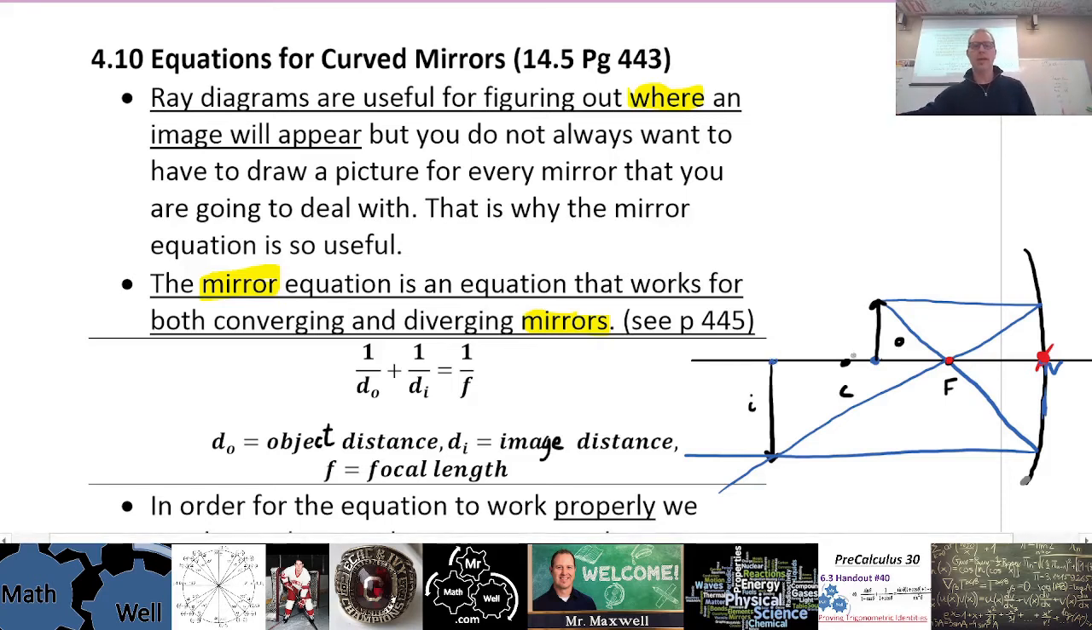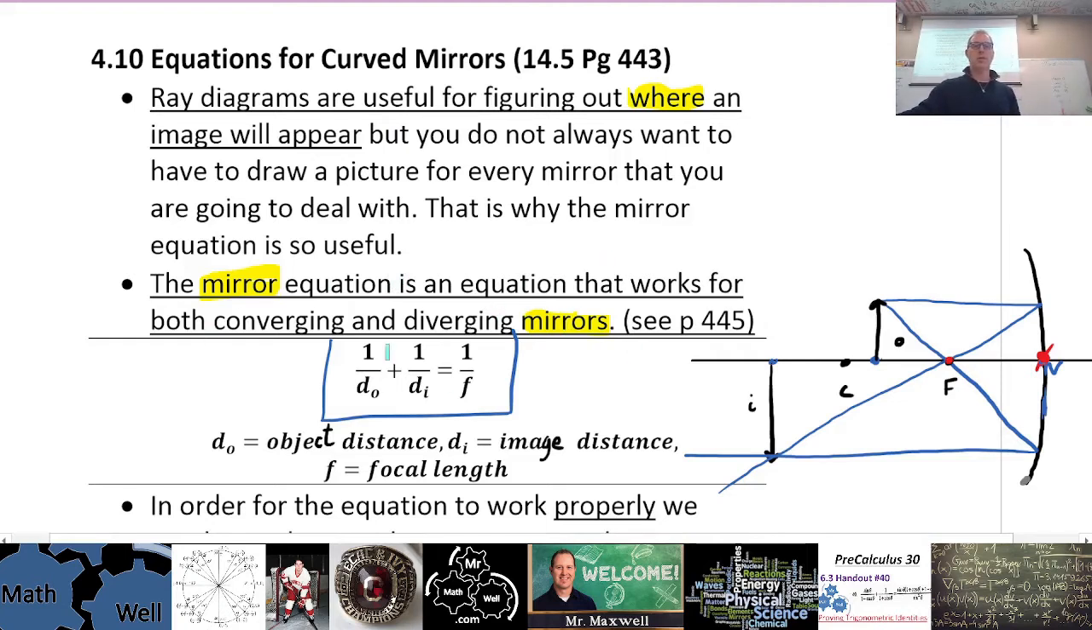If we wanted to find the exact distance of the image from the mirror, we could do a very carefully drawn ray diagram, which you will be doing, with a ruler, measuring millimeters. You could do it that way, but there's also a mathematical relationship we can use to determine distances and other things as well. The mirror equation is pretty important, and we're going to be using it a lot. It works for both converging and diverging mirrors.